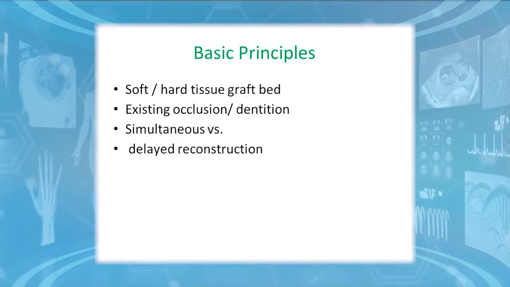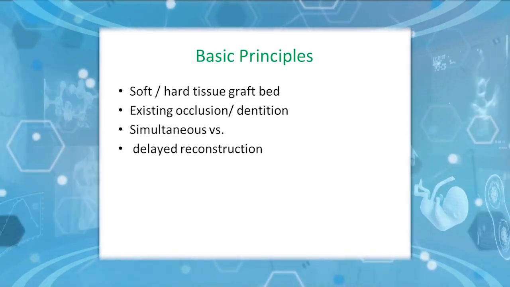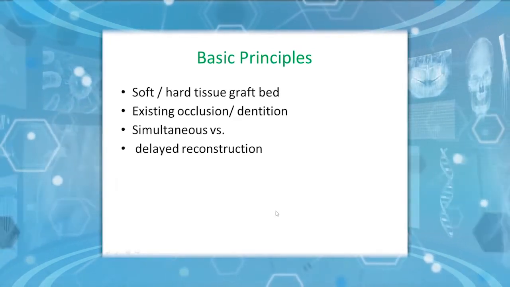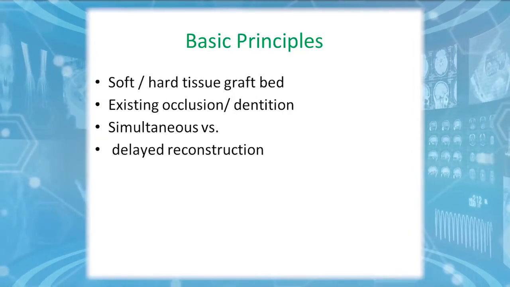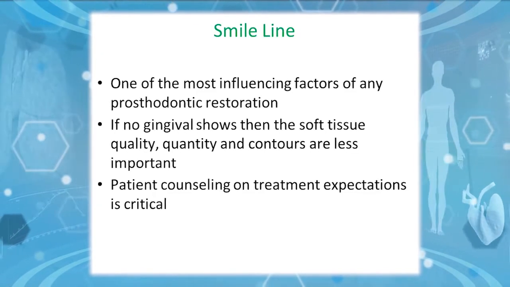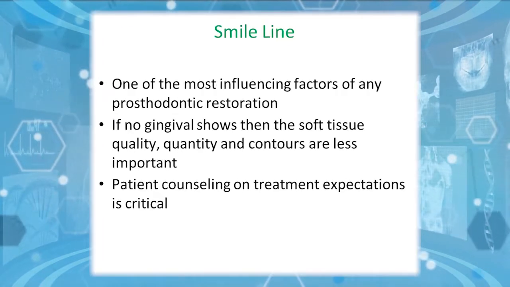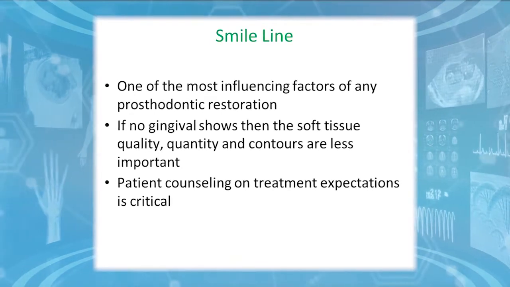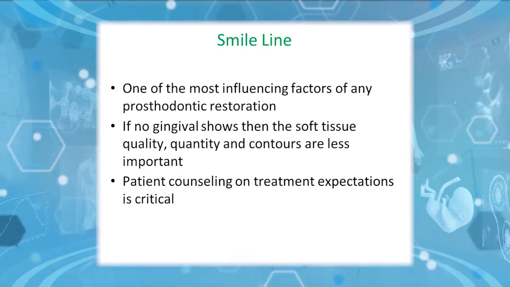Existing occlusion, how the patient's teeth meet, and simultaneous versus delayed reconstruction. Are we going to put in an implant after extraction, or do we have to wait until the wound heals and then place the implant afterwards? All these factors and principles should also be looked at. Smile line is one of the most influencing factors of any prosthodontic restoration. If no gingiva shows, then the soft tissue quality, quantity, and contour are less important. Patient counseling on the treatment expectations is also very critical.